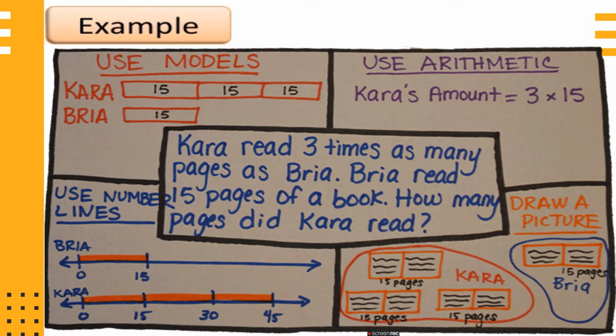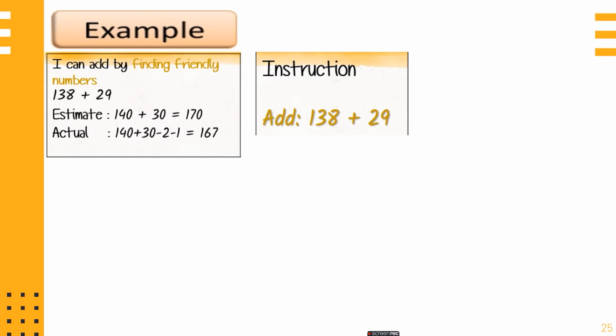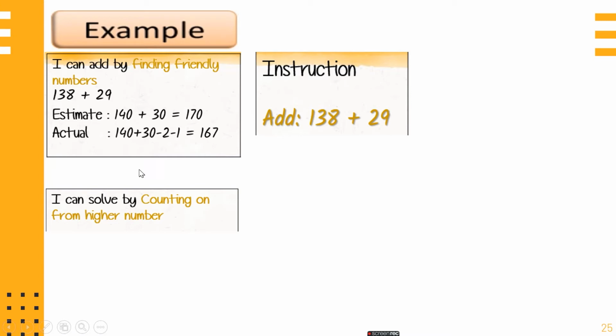Whenever they come across problems in life, if they cannot solve that problem in one approach, they can always think of an alternative solution. Another example, students are asked to add 2 numbers, 138 and 29. So we give them a template and say, I can add by, and then some students can write, by finding friendly numbers. They estimate first and then add up the numbers.